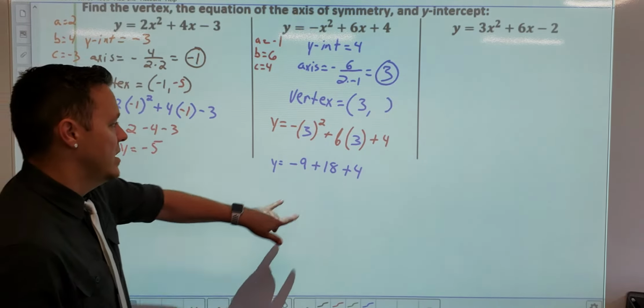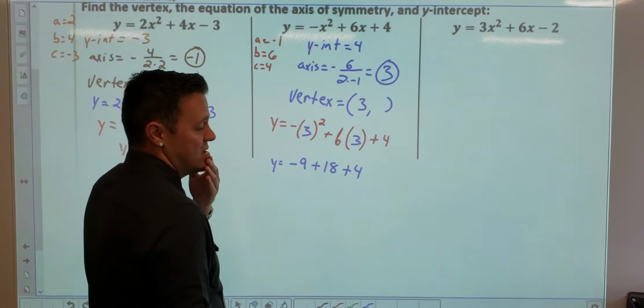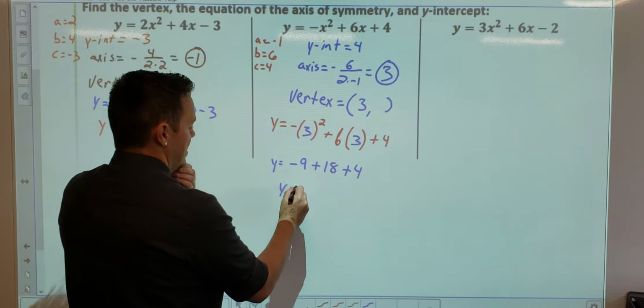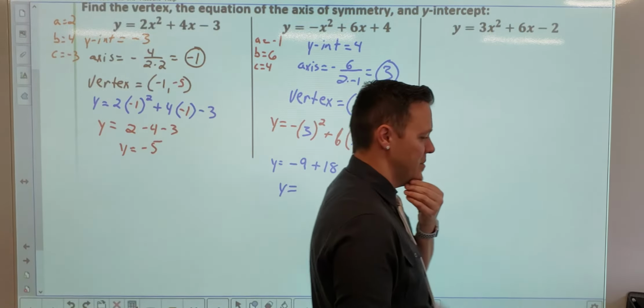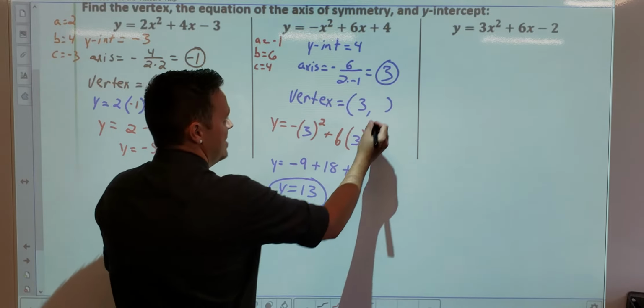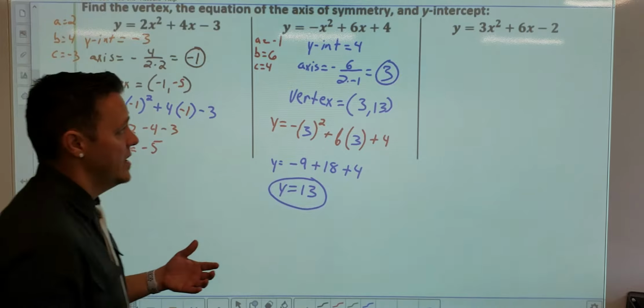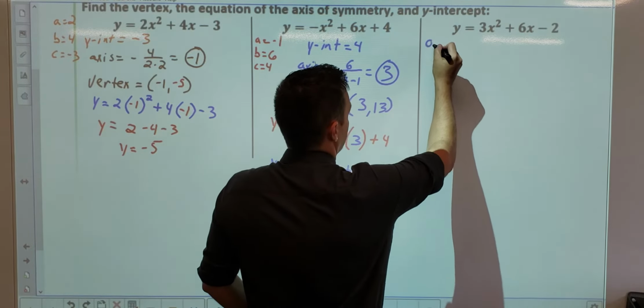Figure this out. Okay, this is 18 and 4 is 22, minus 9. Oh my gosh, simple math is killing me. And it's going to be y equals, and I'm going to cheat because I'm embarrassing myself, 13. So my vertex here is 13. Okay, simple enough, right?